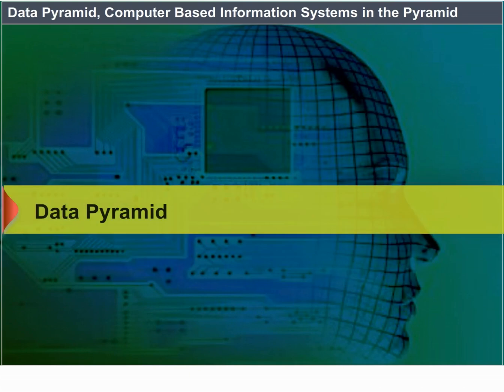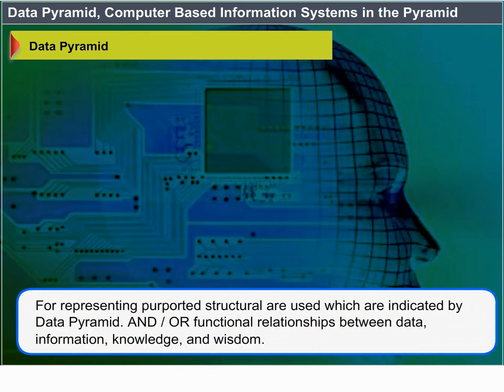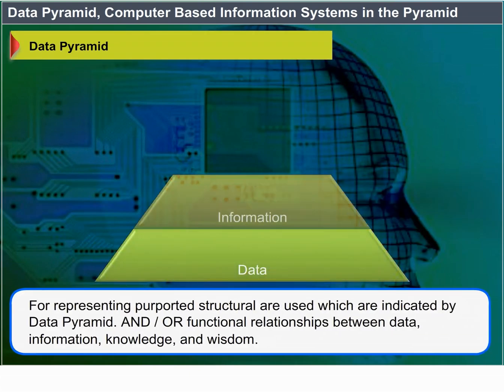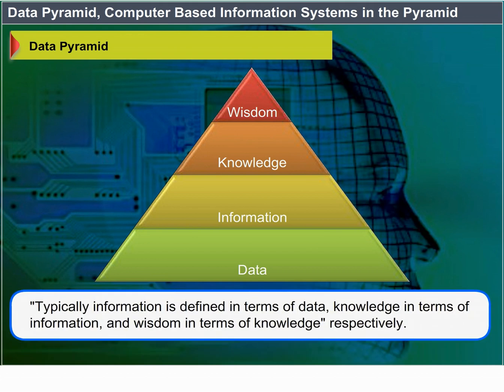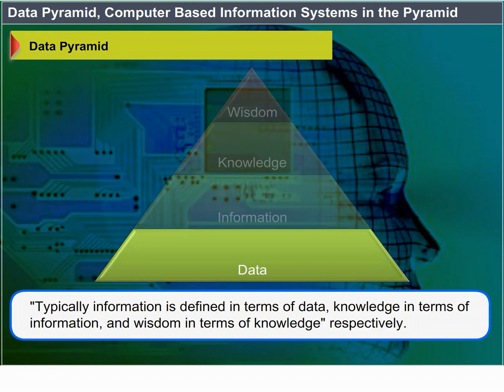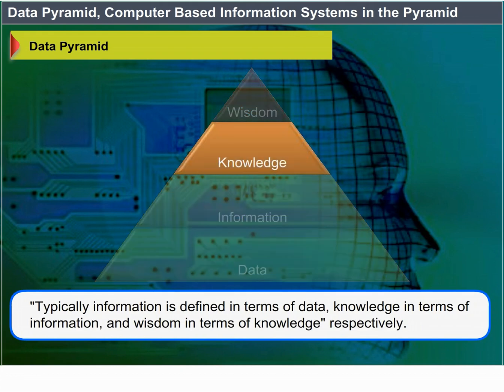Data pyramid. The data pyramid is used for representing purported structural and/or functional relationships between data, information, knowledge, and wisdom. Typically, information is defined in terms of data, knowledge in terms of information, and wisdom in terms of knowledge, respectively.